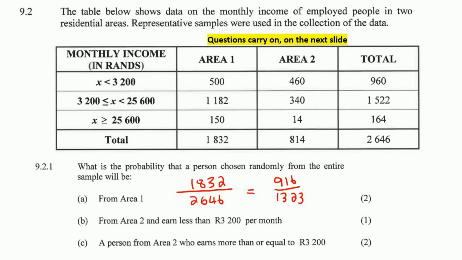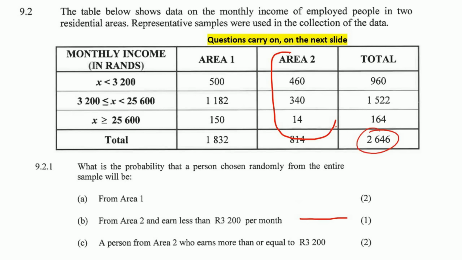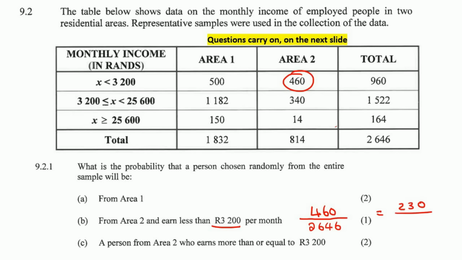The next question, what is the probability that a person will be from area 2 and earn less than 3,200 Rand per month? Okay, so we have to look at area 2. Well, first of all, they said that we're choosing from the entire sample. So we know that the fraction is going to be everyone, so that's 2646. Now they want this person to be from area 2, and they must earn less than 3,200 Rand per month. So it's these people. So that's 460 people. Now, if you type that on your calculator, you'll get 230 over 1323.